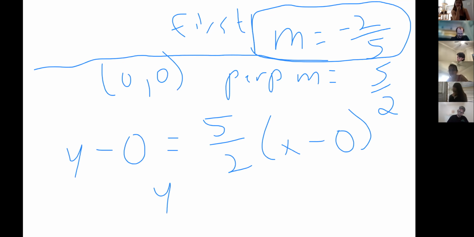Y minus 0, I think this is going to give me y. X minus 0 is just going to give me x. So I think this is just y equals 5/2 x. Yes. That one cleaned up kind of quick just because we had zeros. What was the answer on that one again? I can't read your handwriting. Y equals 5/2 x. Oh, yes. Okay, now I see. The 2 is just over in the wrong way.